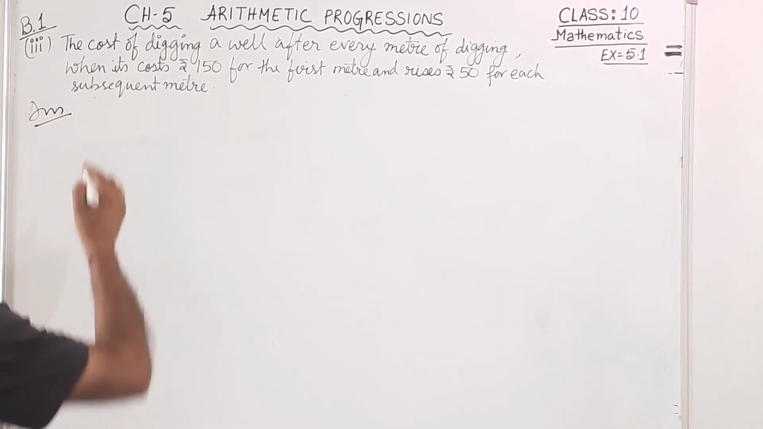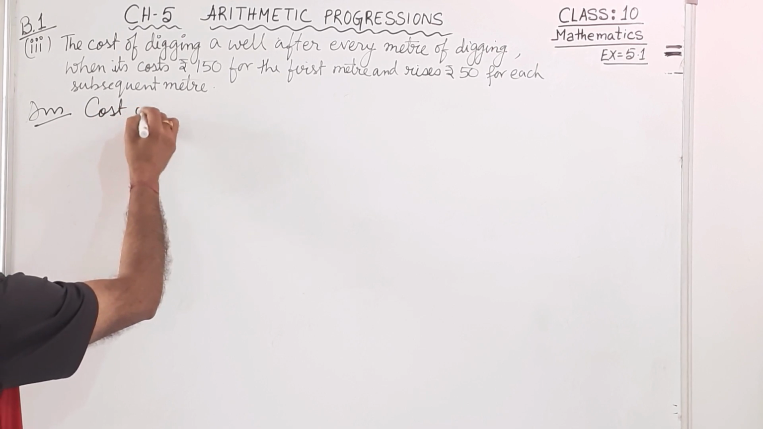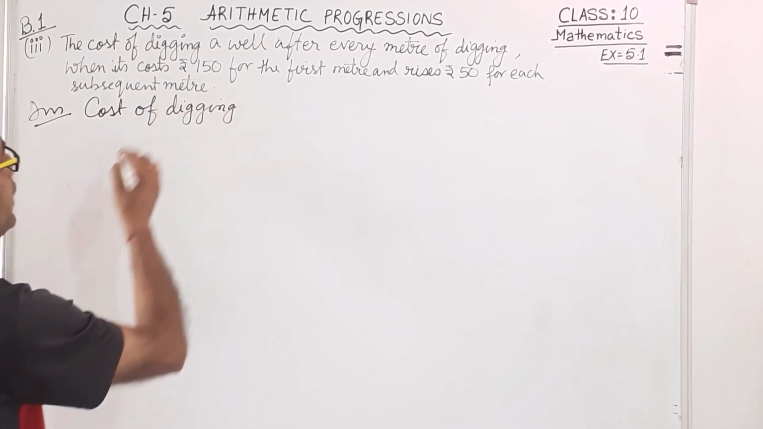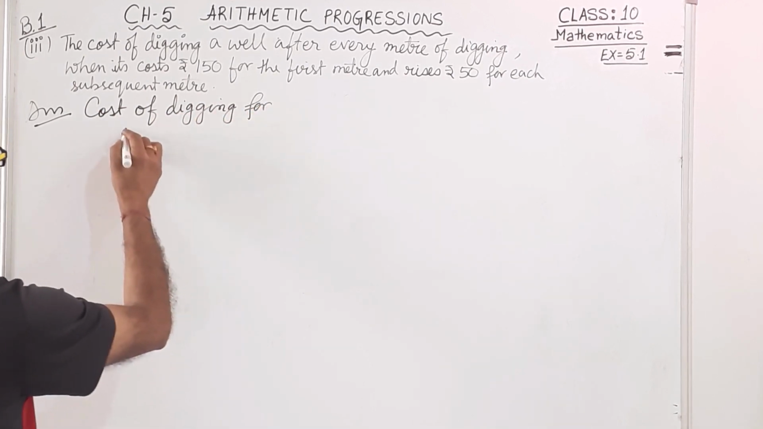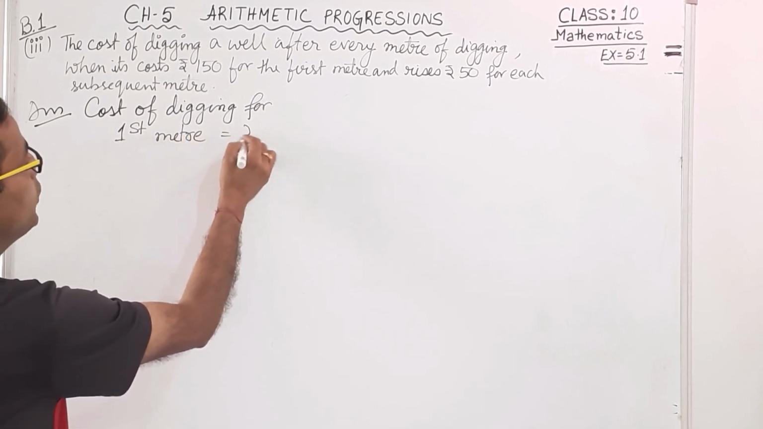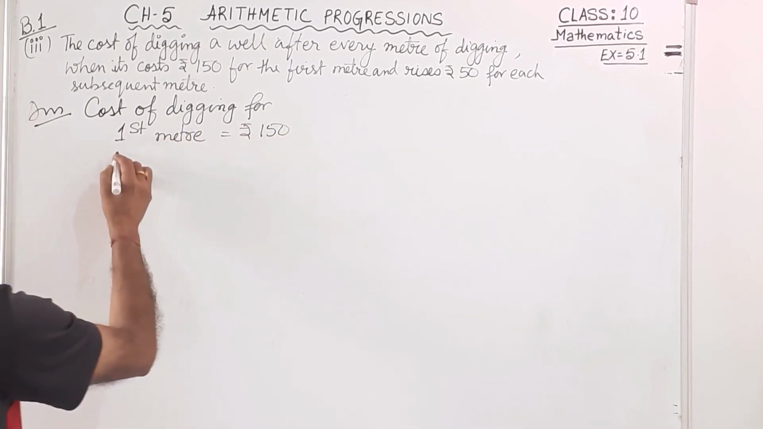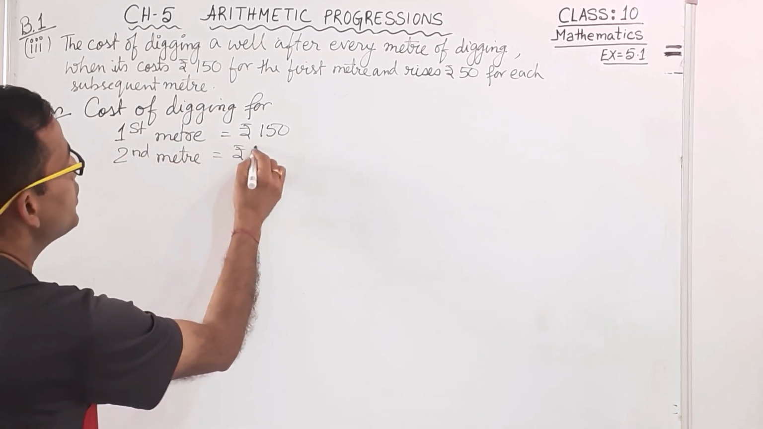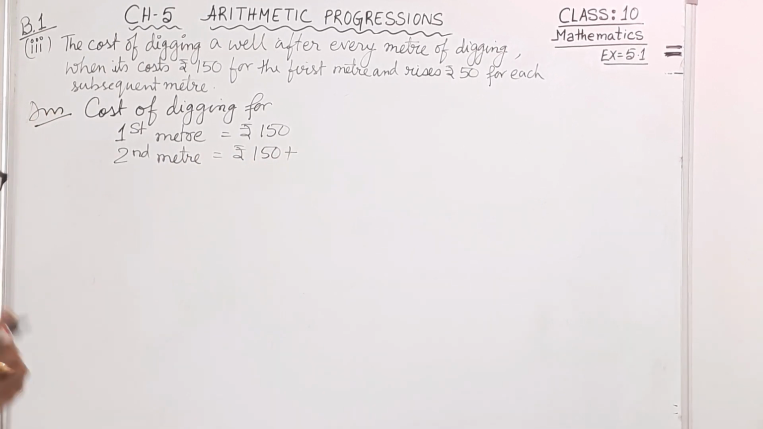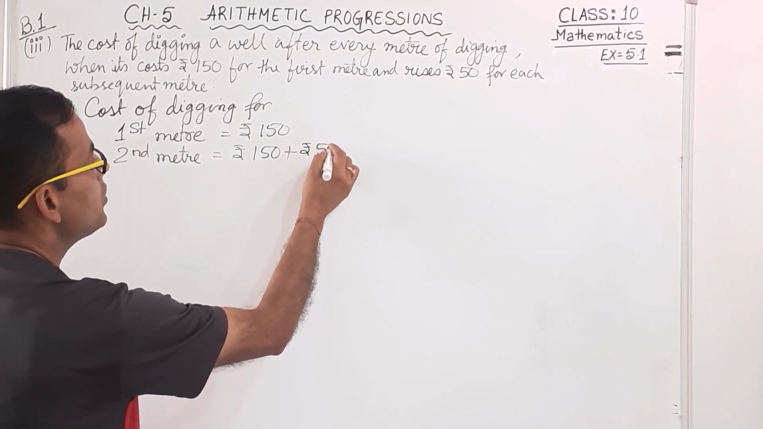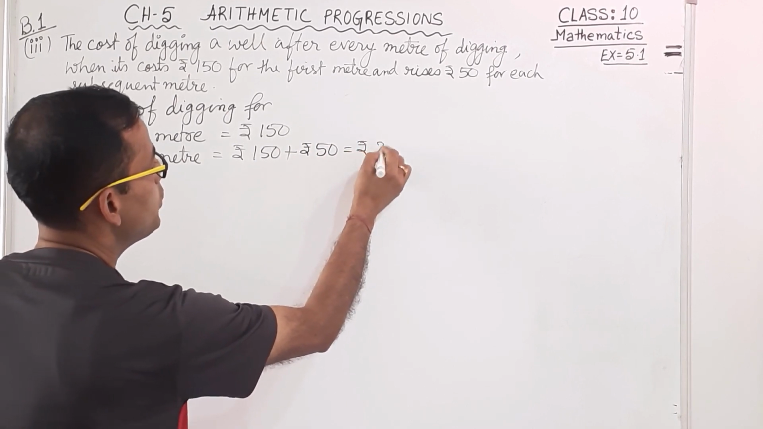Answer. We have to find out the cost of digging. For the first meter, it is how much? Rupees 150. Then the second meter, it will be how much? For the second meter, rupees 150, one additional 50 rupees. So how much are you getting? Rupees 200.